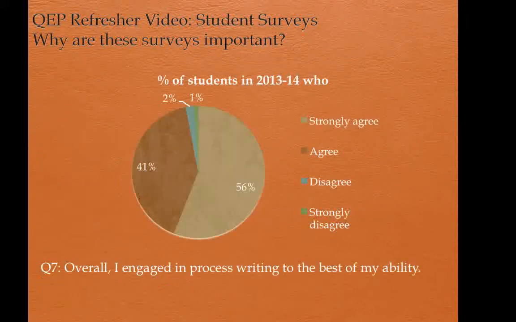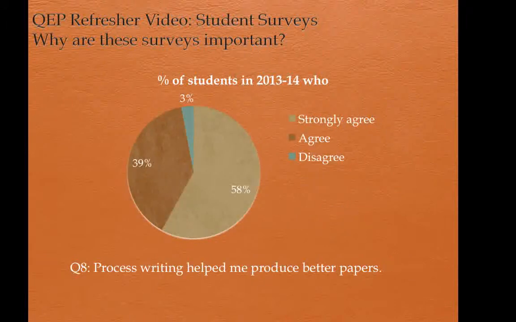So because we do page 1, I can report these sorts of information. Question 7 says, overall, I engaged in process writing to the best of my ability. And 56% of the students strongly agreed and 41% agreed. So that's important information. It's higher than the instructor's responses on that, but that's to be expected. I can also report this. Question 8, process writing helped me produce better papers. And that shows that 58% strongly agreed, 39% agreed. So we know that the students understand the point of process writing.